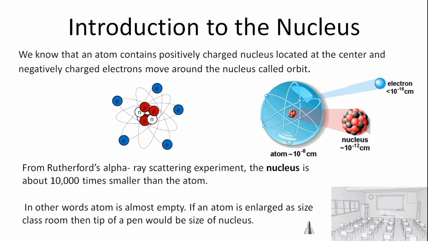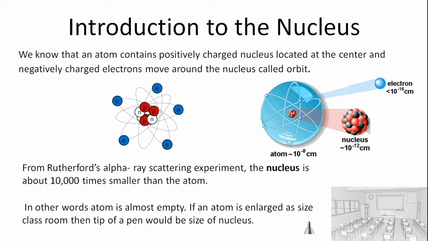And we should know the size of the atom is approximately 10 power minus 8 centimeter, or 10 power minus 10 meter, and the size of the nucleus is about 10 power minus 14 meter, or 10 power minus 12 centimeter. From Rutherford's alpha scattering experiment, we know that the size of the nucleus is about 10,000 times smaller than the atom.